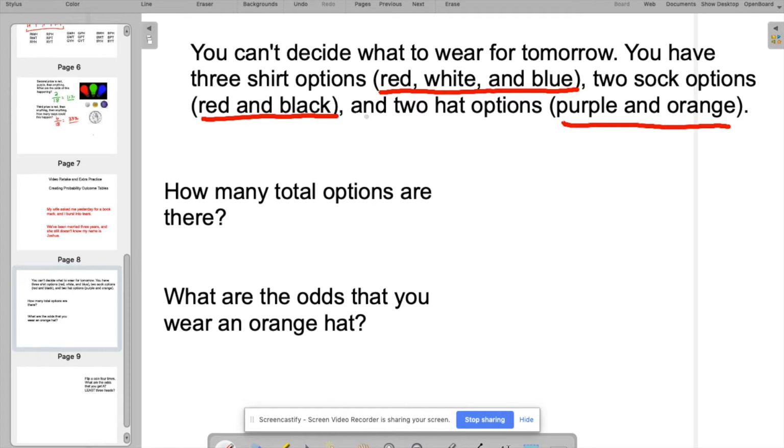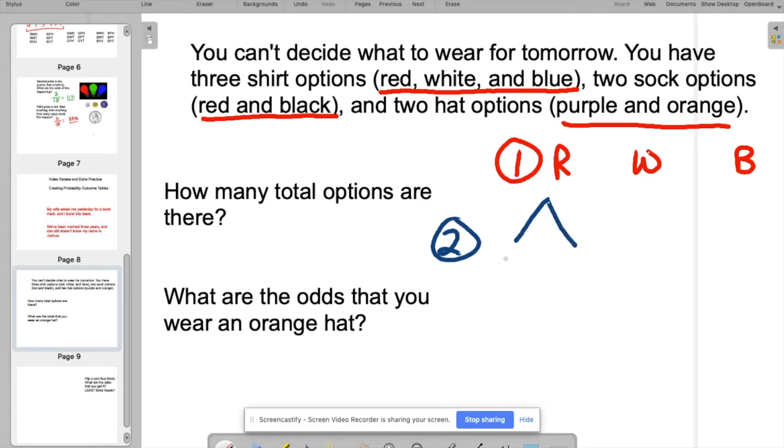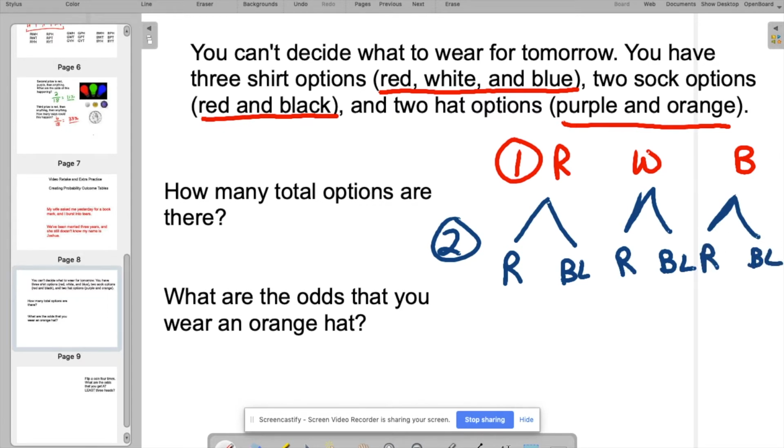So step 1 is always make the outcome tree. For step 1, we have 3 options. We have red, white, and blue for our shirts. So that is step 1. Step 2 is we have 2 sock options off each of these. So sock option 1 is red, sock option 2 is black. We're going to do B L here. Okay, so red and black, and then red and black.